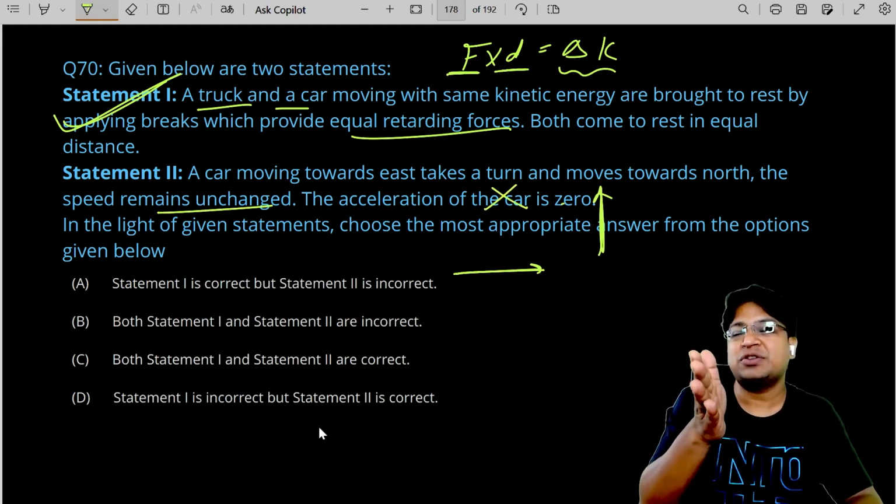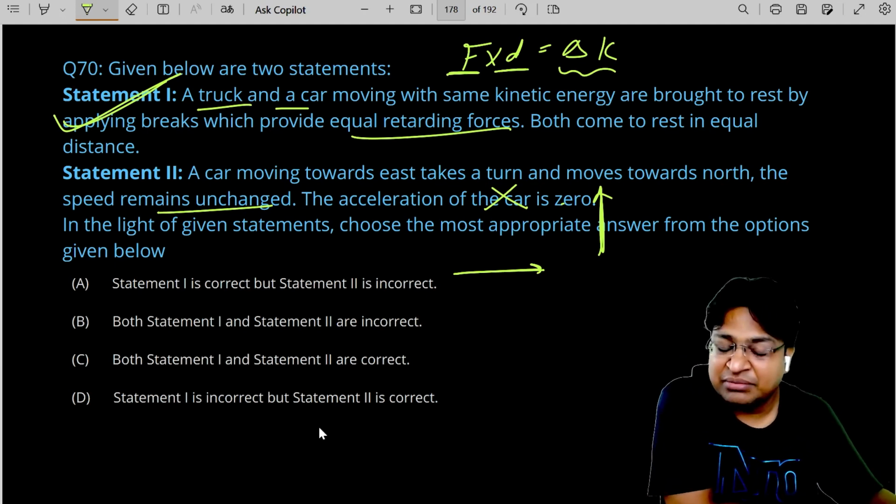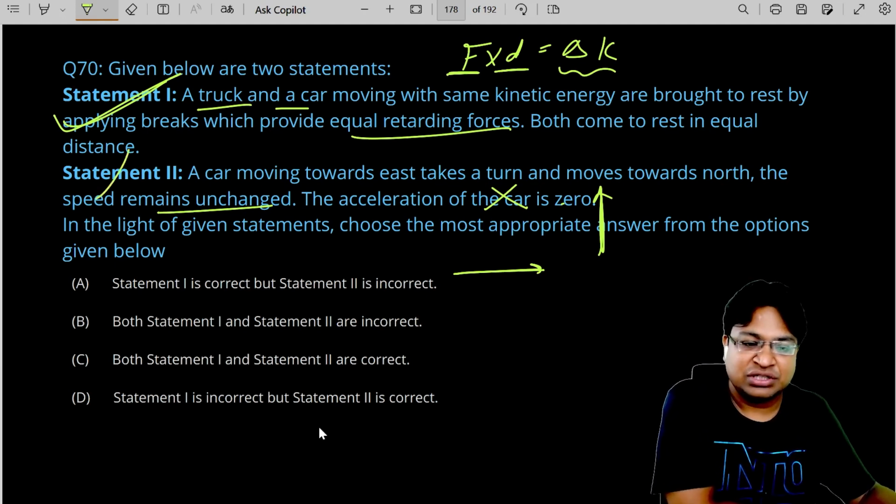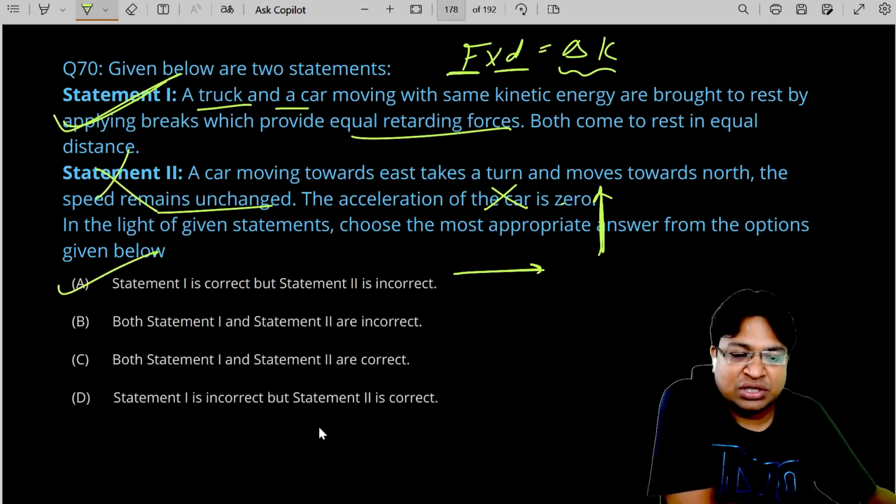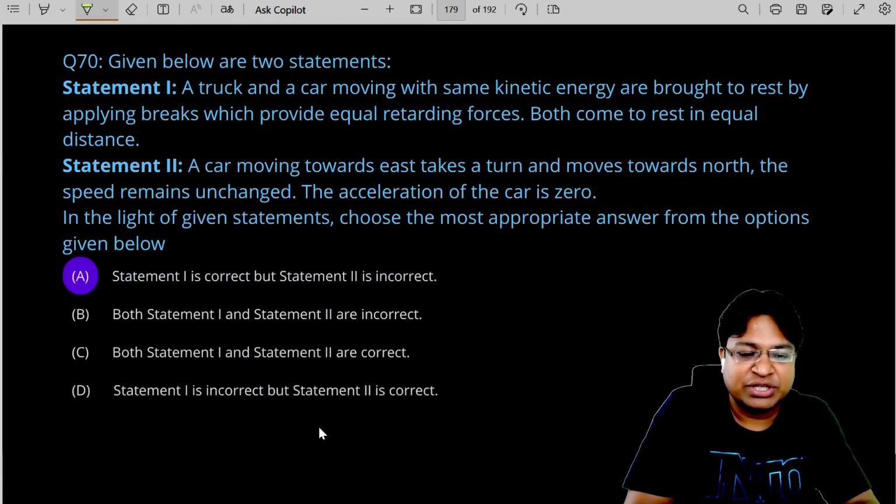Next, it is pointing towards north. So that has definitely changed. So the acceleration had been there. There must have been some acceleration. So this is wrong. So statement 1 is correct, but statement 2 is incorrect. So option A would be the right answer to this question.